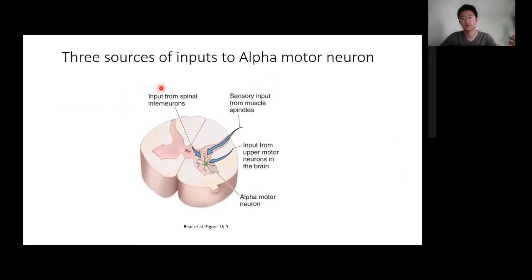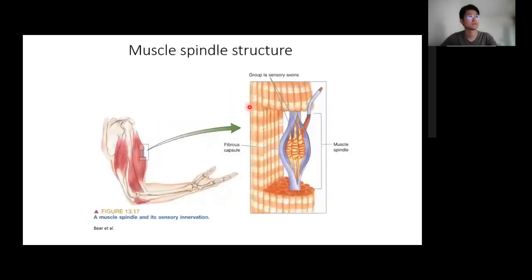As I said, there's still a lot of unknowns about interneurons. So a lot of research is going on to study the function of interneurons. In this lecture, I will also later mention some types of interneurons whose function we know, but there are still a lot of things going on. And the third source of input is the neurons from the upper level, so from the brain. This is the descending control of the alpha motor neurons. Okay, so it is important to know these three sources of input.